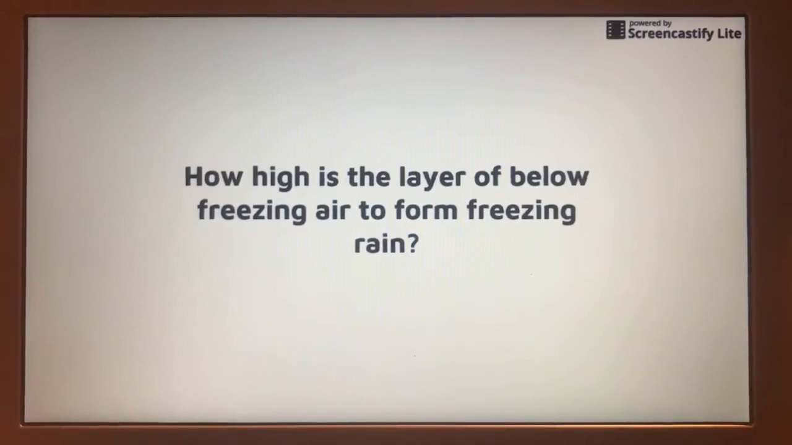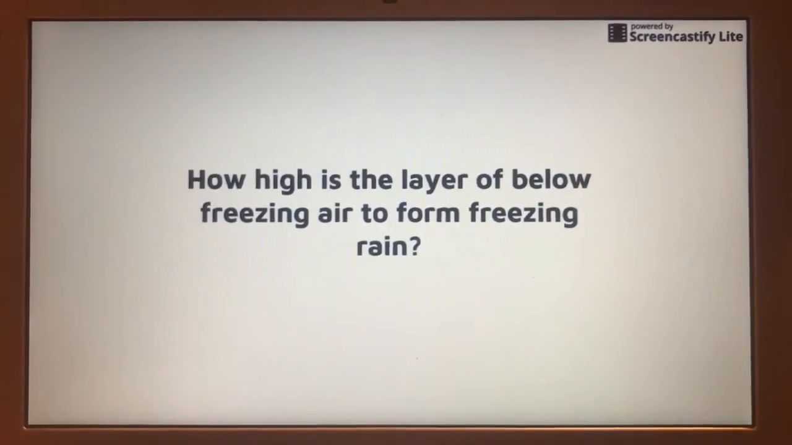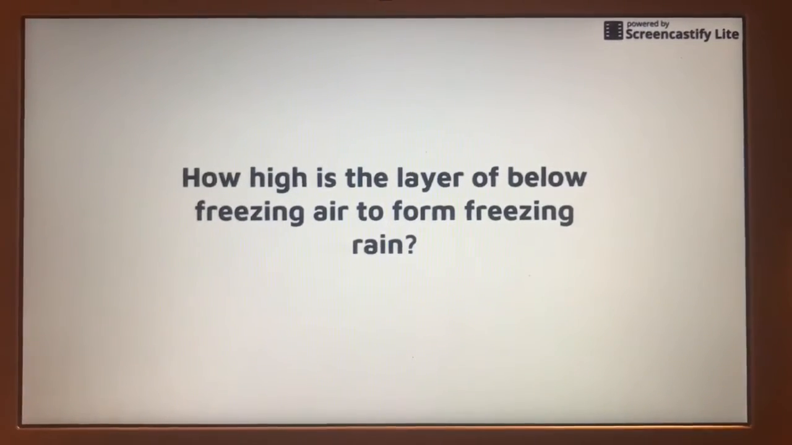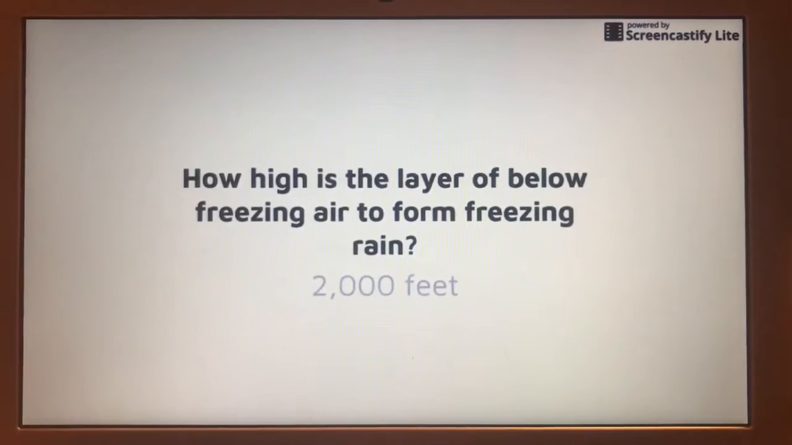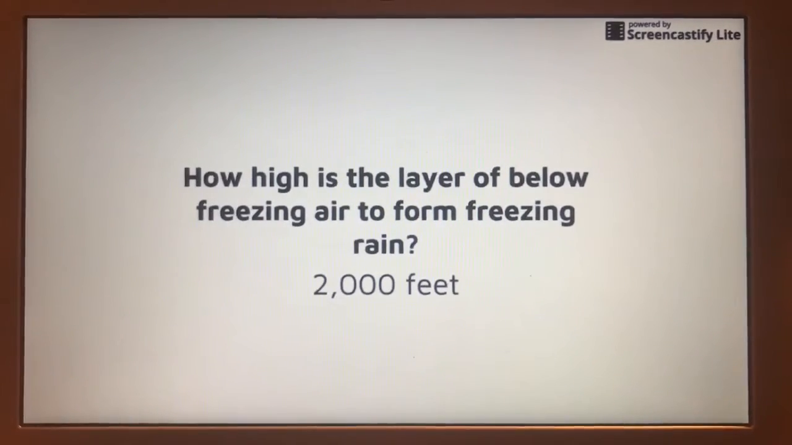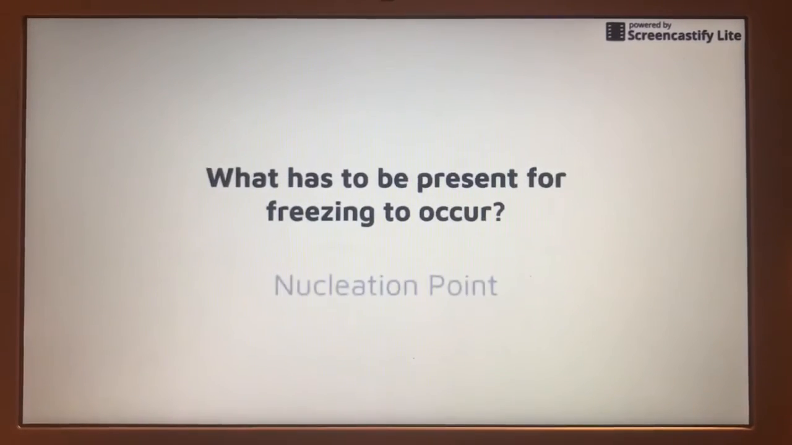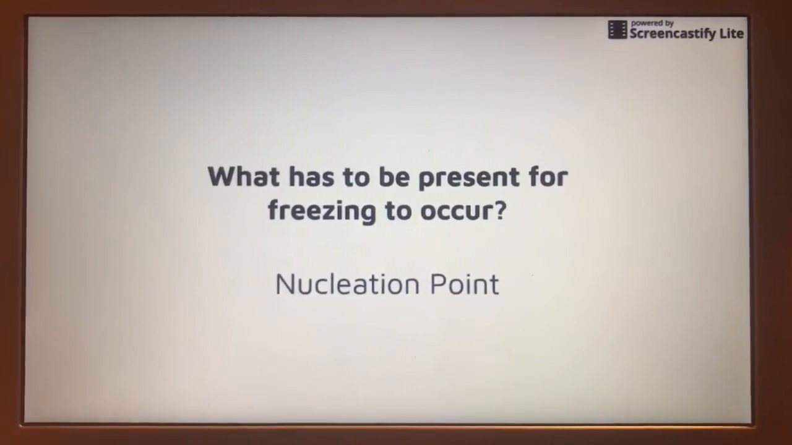How high is a layer of below freezing air to form freezing rain? 2,000 feet. What has to be present for freezing to occur? A nucleation point.